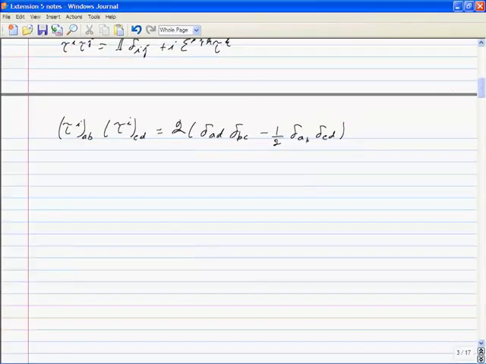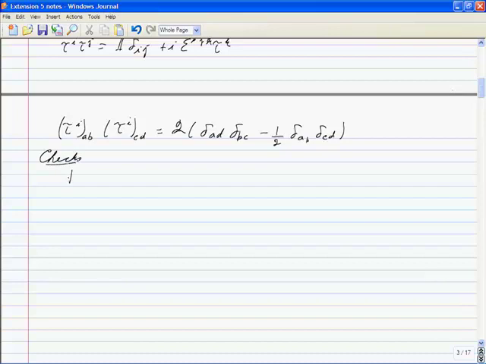How many folks have seen that identity before? No? All right, so let's play with it a little bit. It's actually a very, very useful identity, and it plays a role in what we're doing now. So let's just do some checks on it.